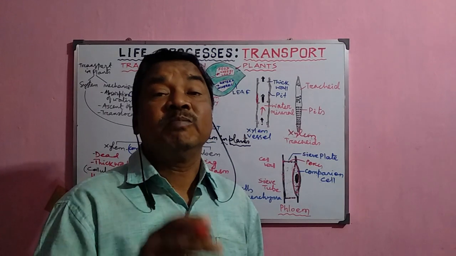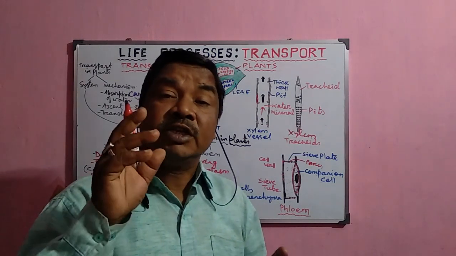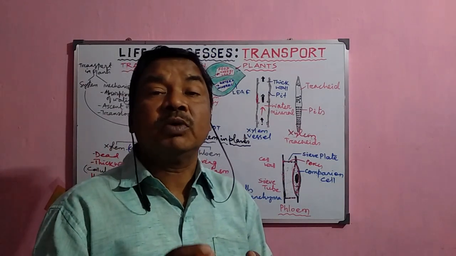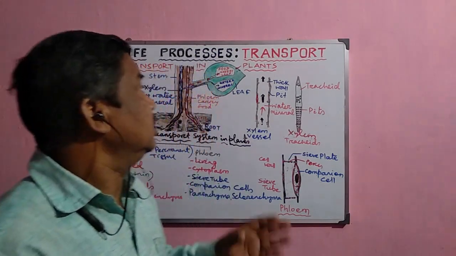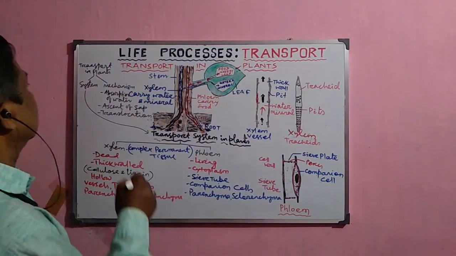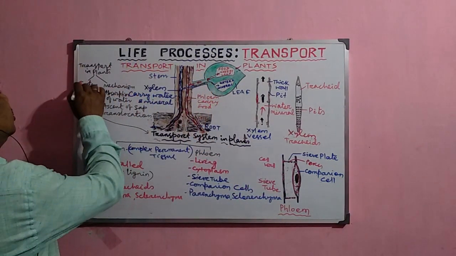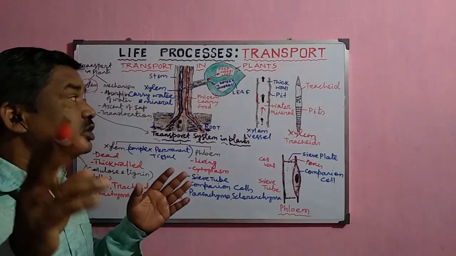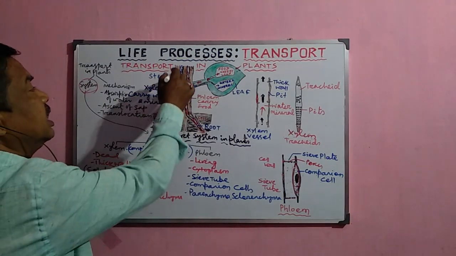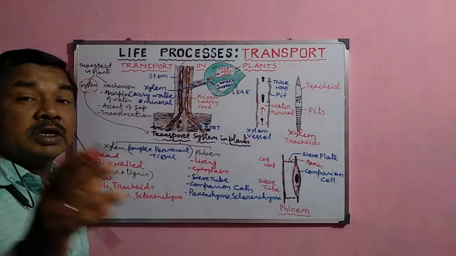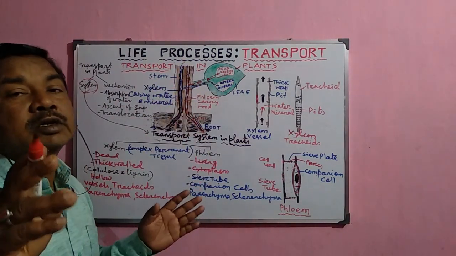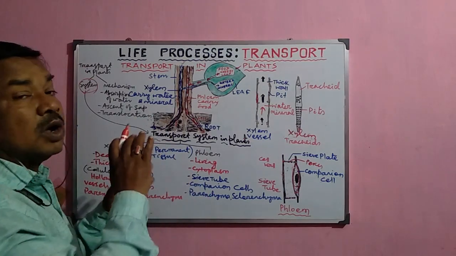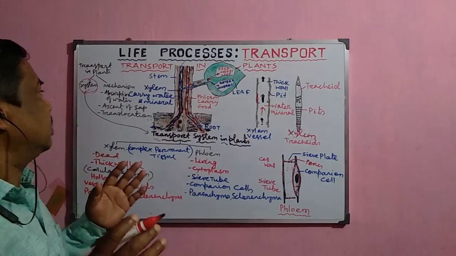So that is why the plant needs a system to transport all these materials. Here we shall first discuss the transport system: what are the different organs or systems inside the plant which help in the transport of materials, or carrying the material from one part of the plant to another.